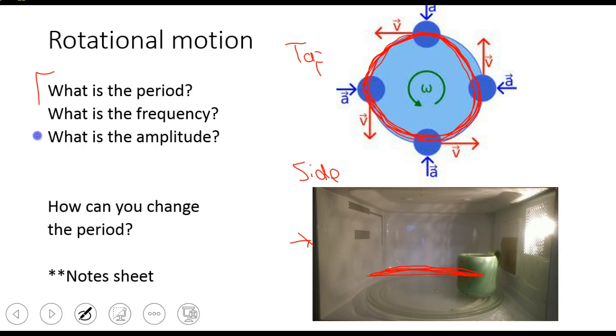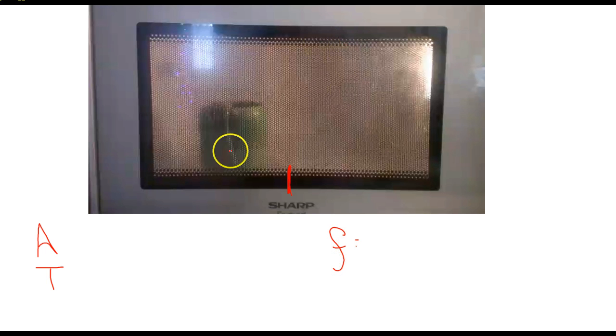And so I've got a little video. We'll answer these questions. If you want to use your own microwave, that's fine. And then how can I change the period of this thing? All right. So let's see. I've got my little video, and we'll mark the center point at the front as the starting position. And we need to answer amplitude, period, and frequency. All right. So let's go.